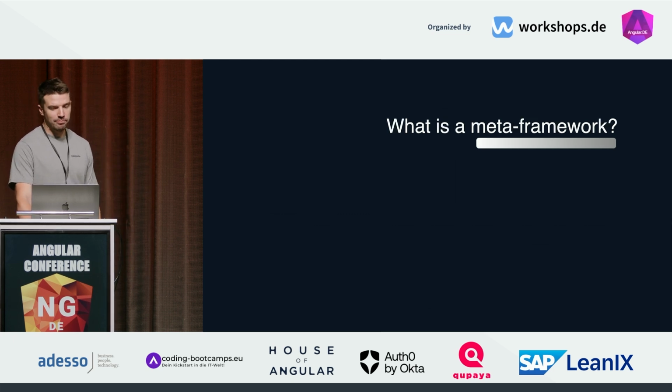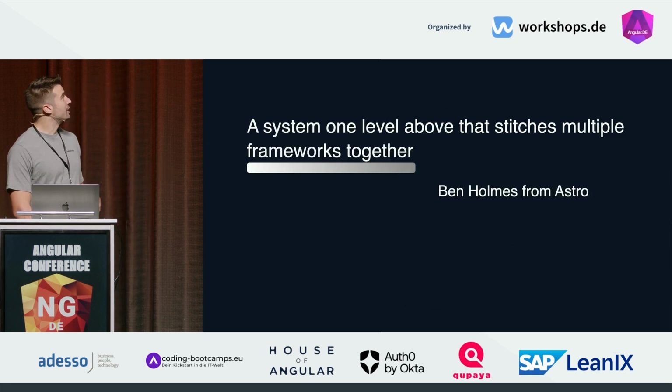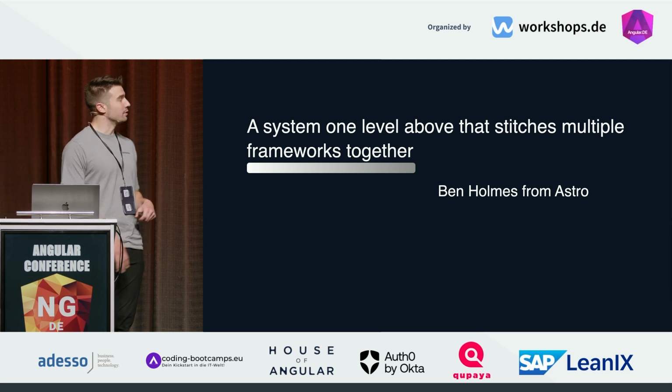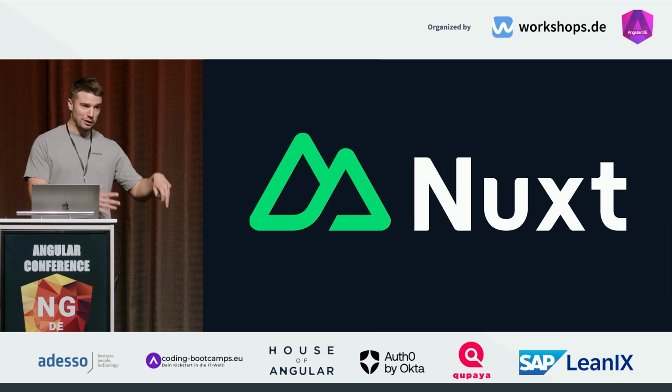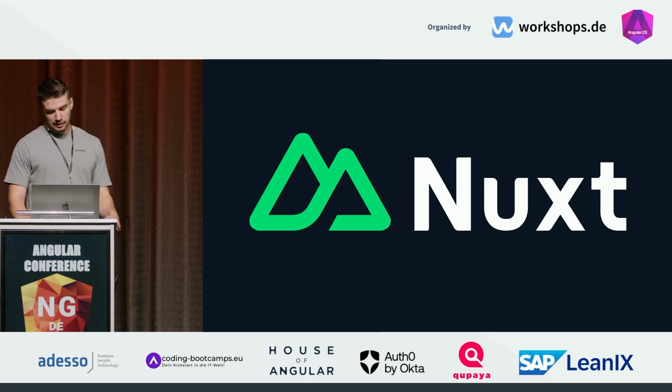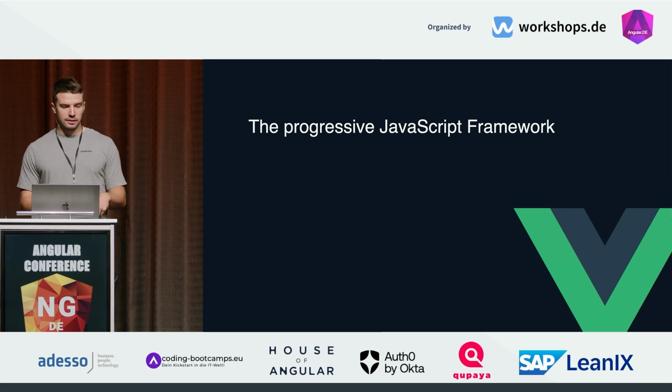What is it, right? And Ben Holmes from Astro, which is also a new meta framework, has a very good definition. It's a system one level above that stitches multiple frameworks together. And that is exactly what Nuxt is in the Vue ecosystem. Because Vue itself describes itself as a progressive JavaScript framework that has an incrementally adoptable ecosystem that scales between a library and a full-featured framework. So what the heck does that mean?